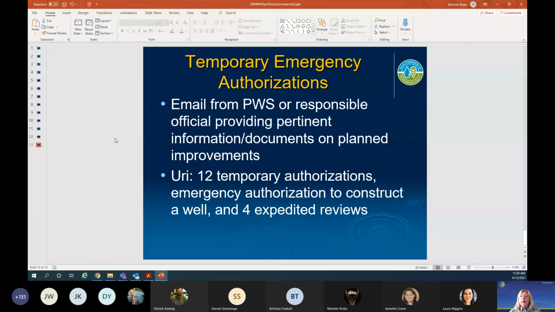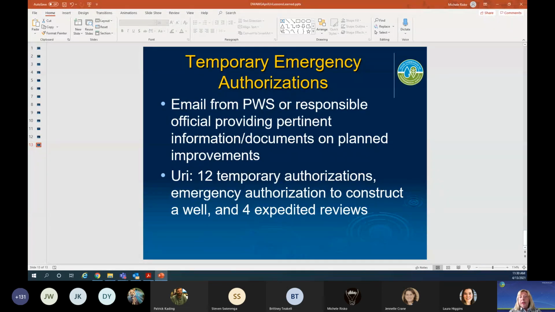Okay, now during a natural disaster like Uri, the new normal has become temporary fixes. And it's not limited to Uri at all. It started in recent hurricanes and tropical storms that we've had with water hauler requests, requests for emergency approval to haul water to particular systems.